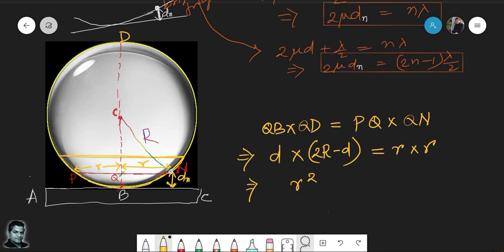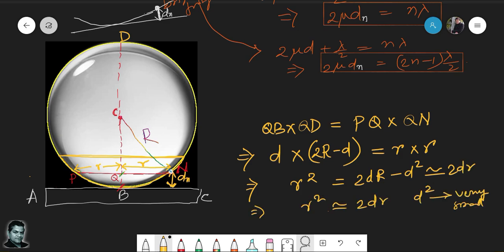So from here we get r square is equal to 2dR minus d square, which is very close to 2dR. Here what we did: we are saying that this radius of curvature capital R is very, very large, so that this wedge that is forming here is very, very narrow. So this thickness dn is actually very, very small. When you have a very small thickness and take its square, it becomes much smaller. So we ignore this d square compared to this term where R is very, very large. So this is capital R.